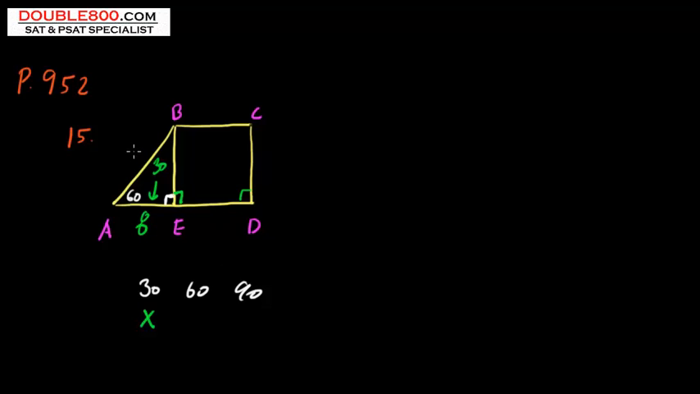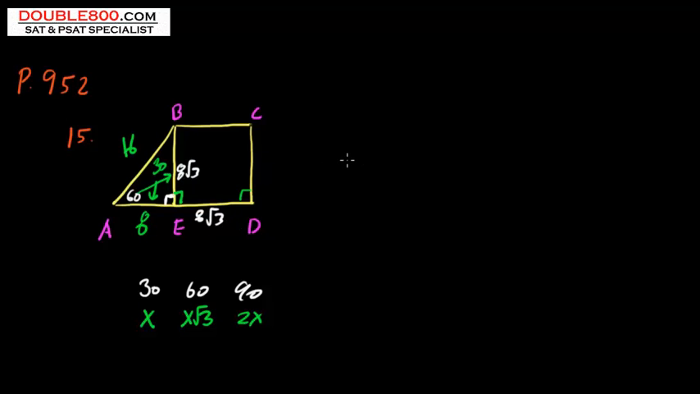The 90, we don't need this for this problem because the question is asking for the area of the square. But the hypotenuse in this case would be 2x, which is 16. But we need to find one side length of the square because obviously all the sides are the same, and the relationship is x root 3. And so right away you should be able to figure out that this side is 8 root 3. Obviously all the sides are 8 root 3, and we want the area, base times height.